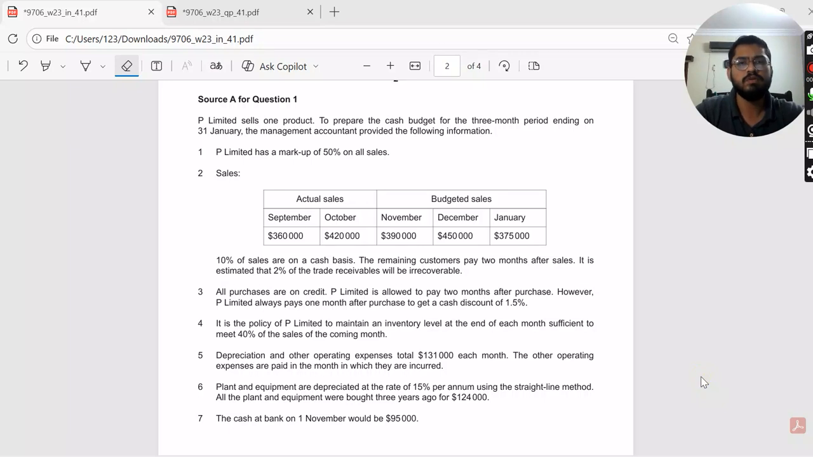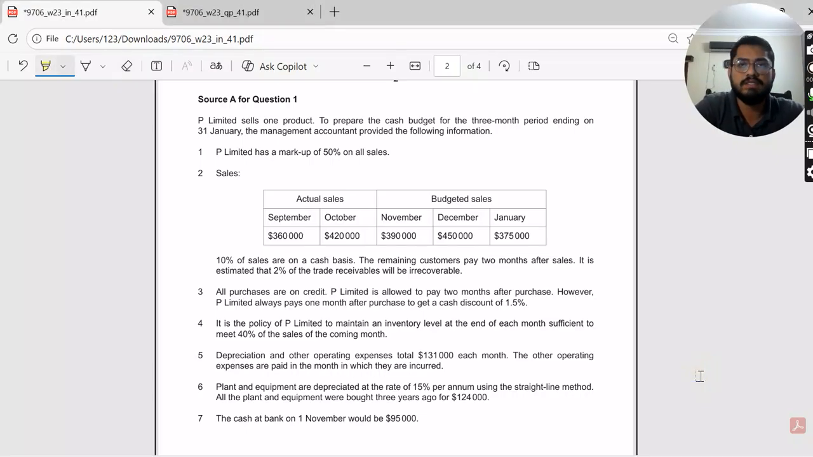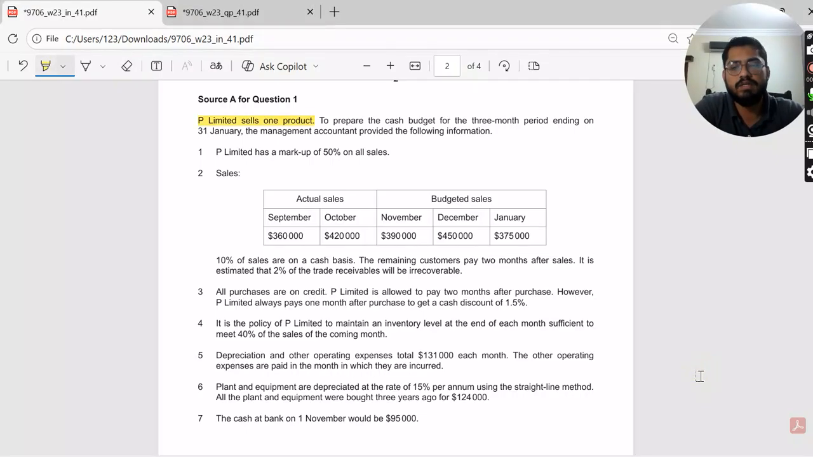So today we'll be looking at a question from the attempt of November 2023, paper 41, and this question is tested from the topic of budgeting. Let's read the question over here. It says that P Limited sells one product, and to prepare the cash budget for the 3-month period ending on 31st January, the management accountant provided the following information.